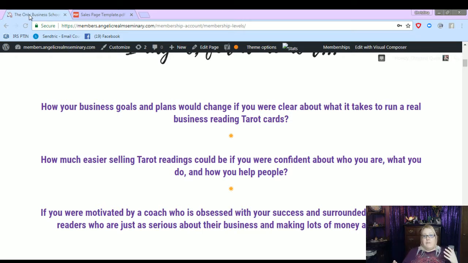So for me, it was about my health. It was about my mental health. It was about stress reduction. It was about decluttering, that sort of thing.